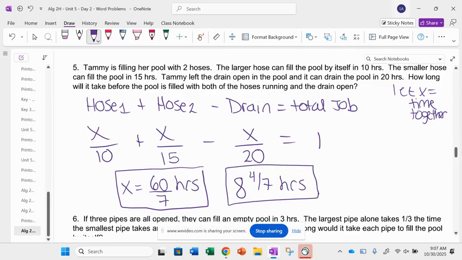I would not try to change this into minutes. The only time you would change that fraction or decimal into minutes is if I were asking what? Ariana? At what time? Okay, not how long.